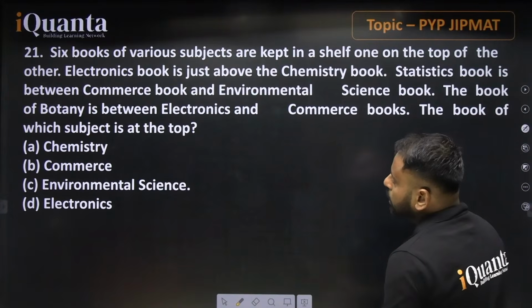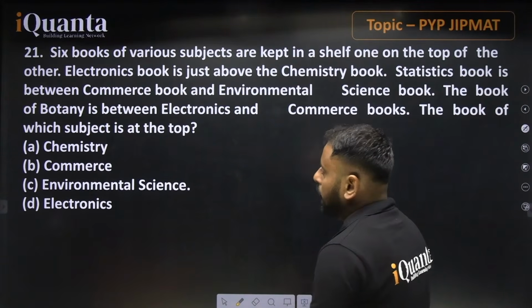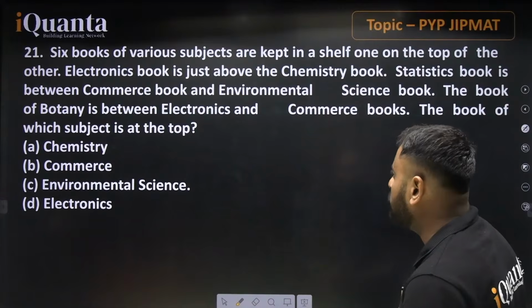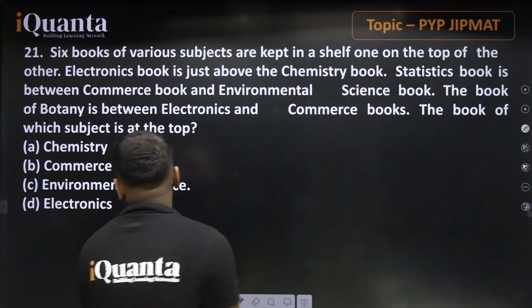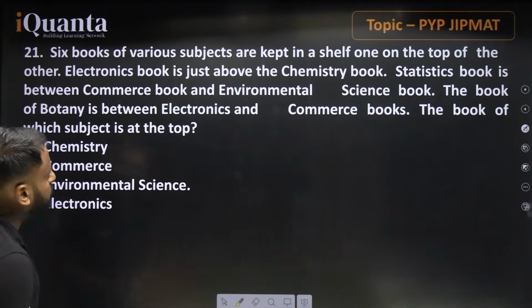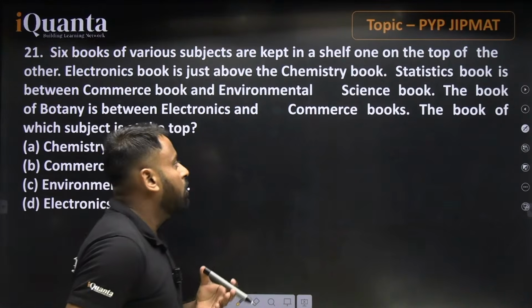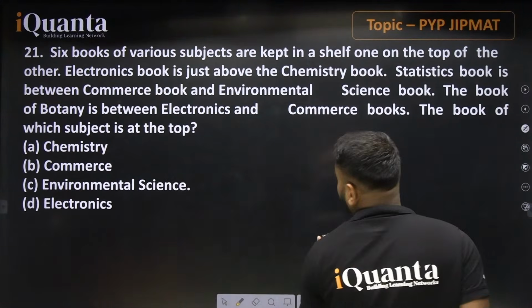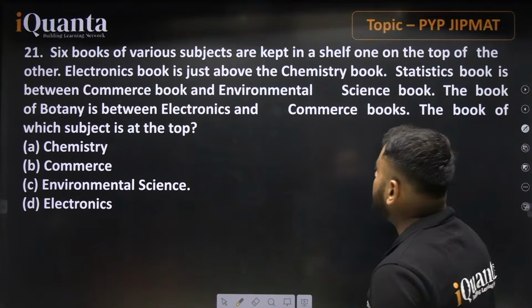Now let's talk about this portion. Yes, arrangement, and a good question based on arrangement. It says 6 books of various subjects are kept in a shelf, one on the top of the other. Electronics book is just above the chemistry.